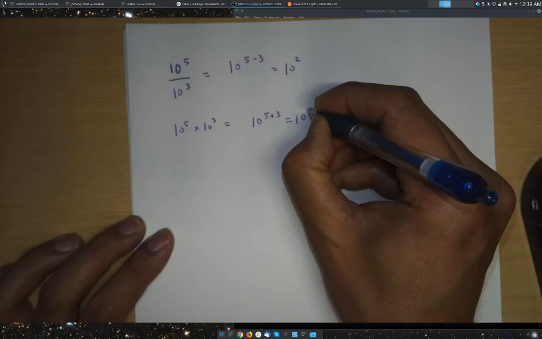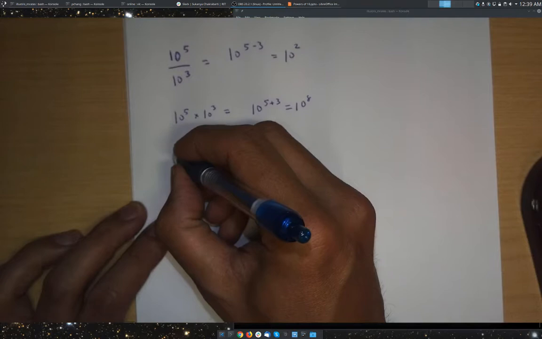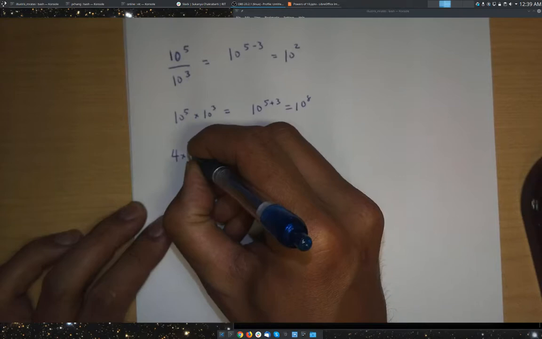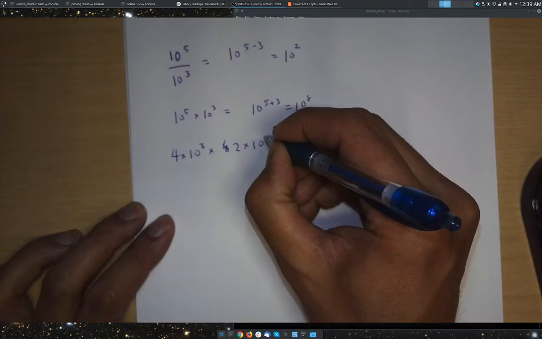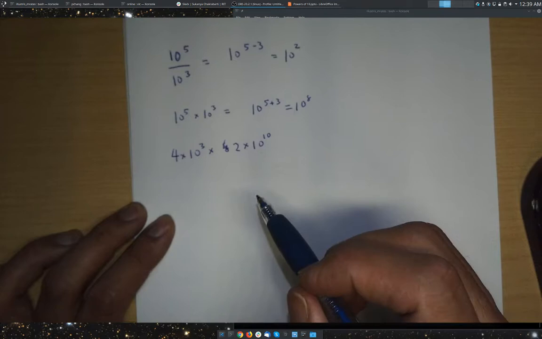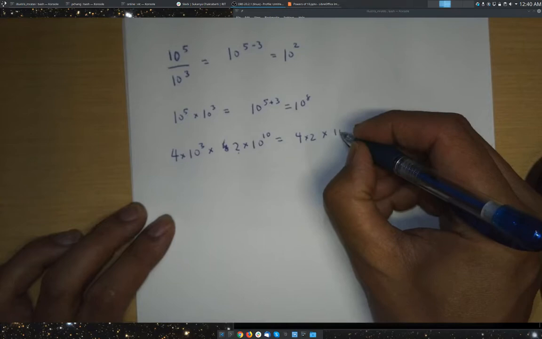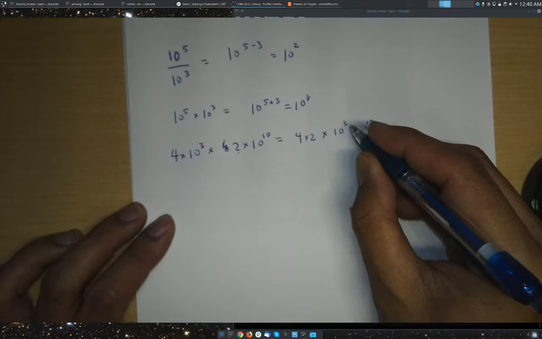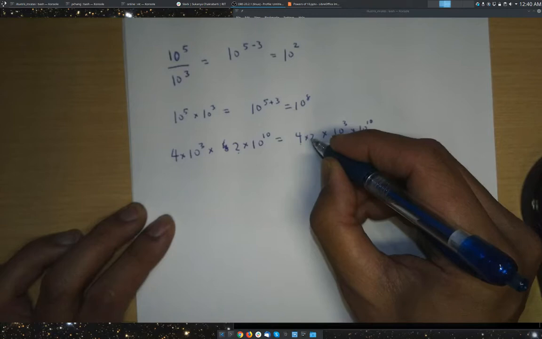Okay, now let's try with some numbers out in front because that makes things a little more challenging. We're going to do some simple numbers because that's what we're going to deal with. 4 times 10 to the 3 times, I won't do 8, I'll do 2 times 10 to the 10. Okay, 4,000 times 20 billion. This is going to be 4 times 2, multiply the numbers together, times, multiply the powers of 10, 10 to the 3 times 10 to the 10. This is going to be equal to 10 to the 3 plus 10. We know what that is. That's 10 to the 13. And 4 times 2, I hope you know what that is, that's 8. So we get 8 times 10 to the 13.